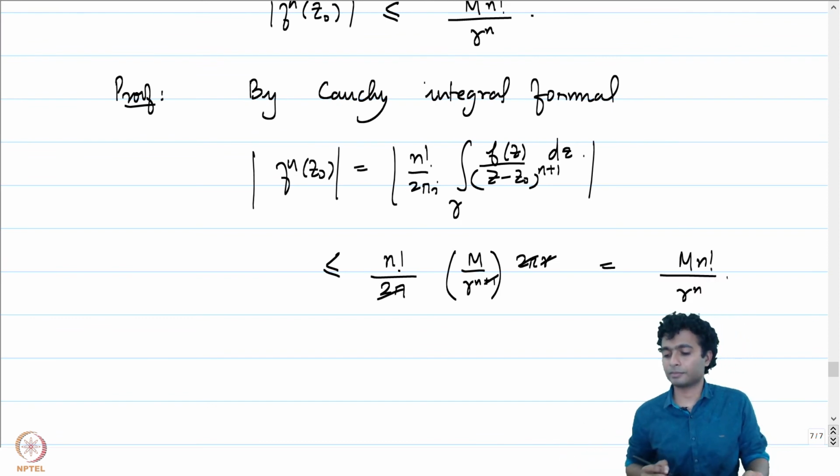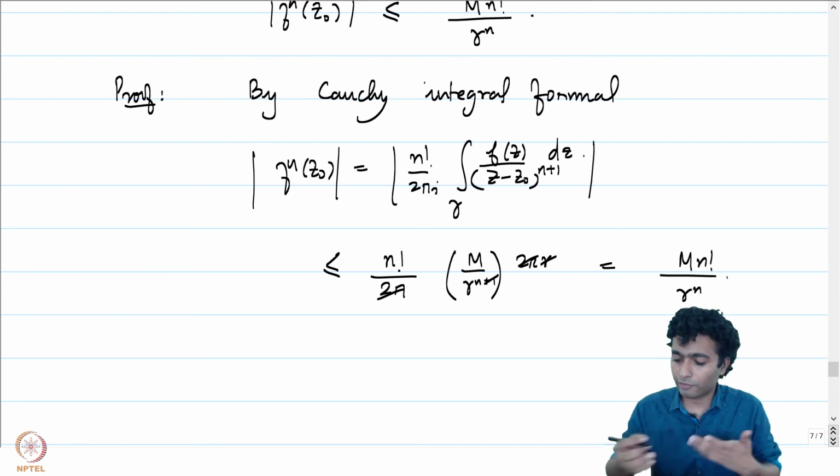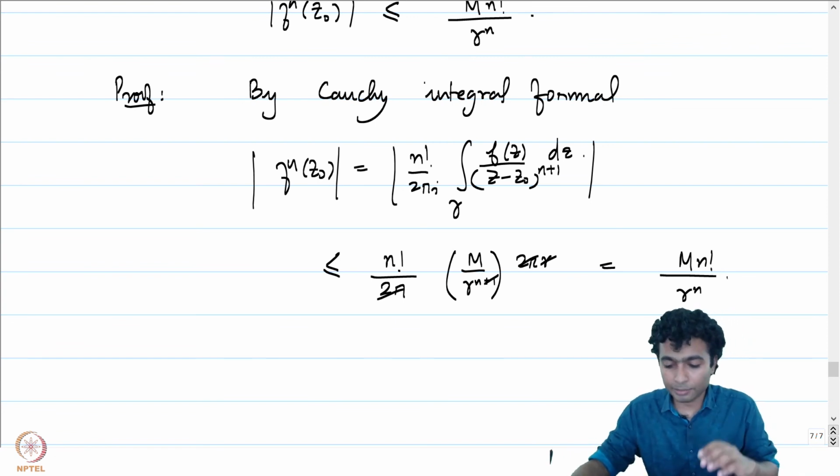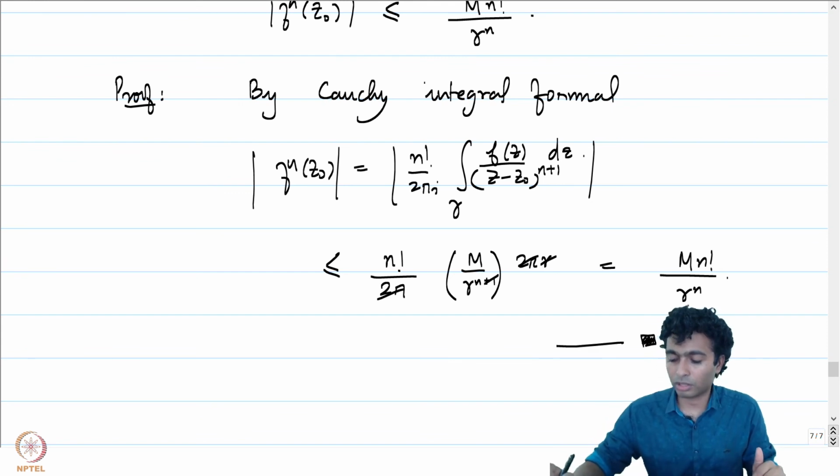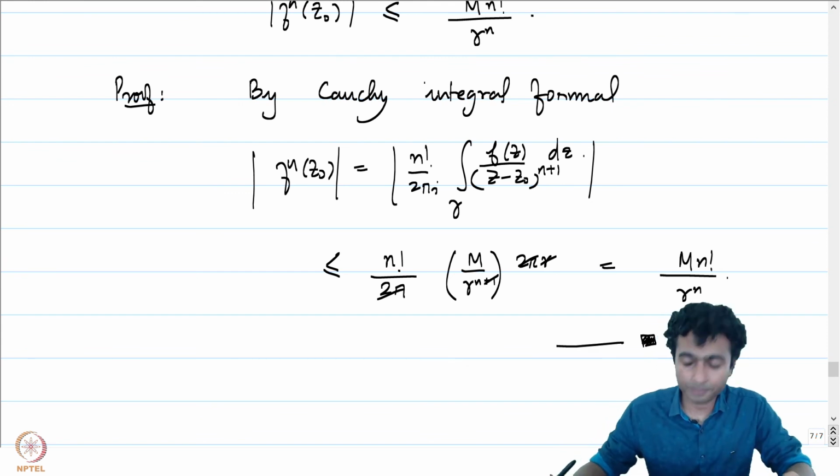So we'll see a few examples of how Cauchy's estimates can be used to draw substantial conclusions on holomorphic functions in the problem session. Let me stop here.